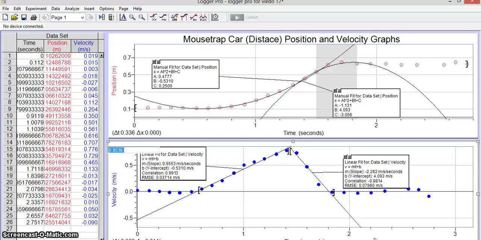If I add up those three, negative 0.148 plus 0.224 plus negative 0.041, I will get 0.035. So my car traveled approximately 0.035 meters. That was how much it traveled. And so that's it for this screencast.